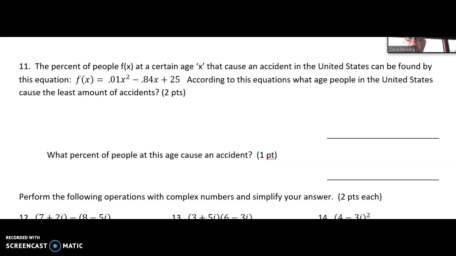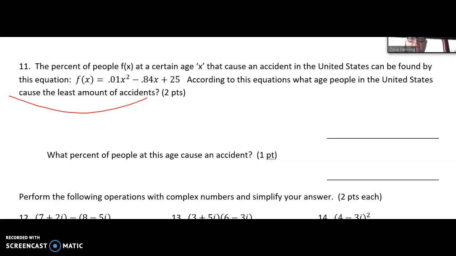The percent of people at a certain age x that cause an accident in the United States can be found by this equation, where x represents their age and f of x is the percentage of accidents that those people cause. So this is going to be a parabola that opens up. It's going to be really wide. It's going to look something like this.